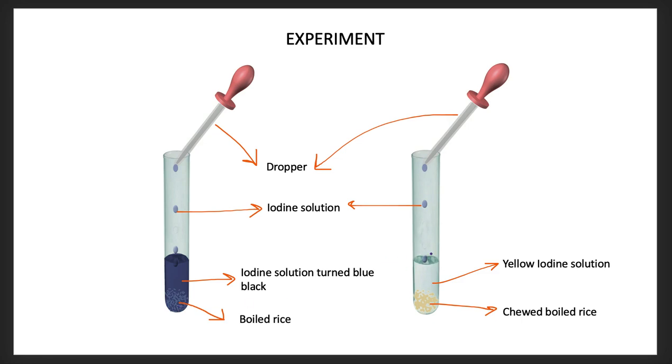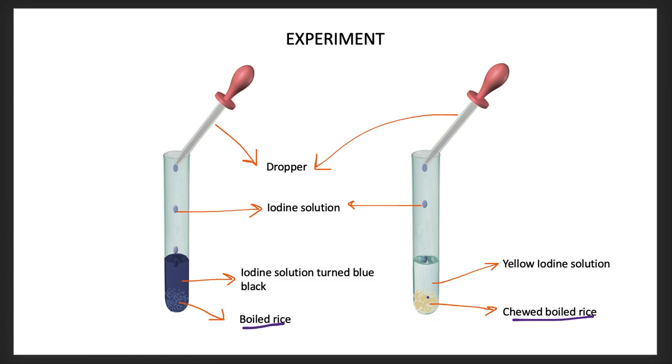But in the other test tube where you have put chewed boiled rice, if you add the iodine solution, it will become somewhat yellow in color. It will look yellowish in color. And why is that? Because there is no starch over here, there are sugars. So iodine solution reacts differently with starch, which is boiled rice, and differently with sugar, which is chewed boiled rice.